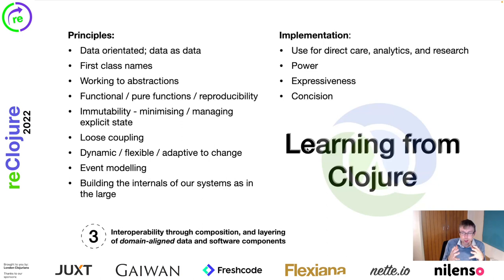It's functional. That's a great fit for health and care. We need reproducible data pipelines where we get the same outputs from the same inputs, and functional programming languages give us that. Clojure favours immutability and manages explicit state. Again, that's very important in health and care. We have loose coupling between systems. It teaches us to be dynamic and flexible and adaptive to change. Health and care is always changing. It models first-class events, and it teaches us to build the internals of our system as in the large. So the third way is interoperability through composition and layering of domain-aligned data and software components.